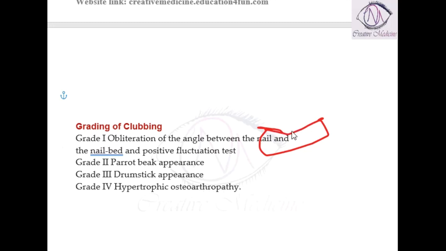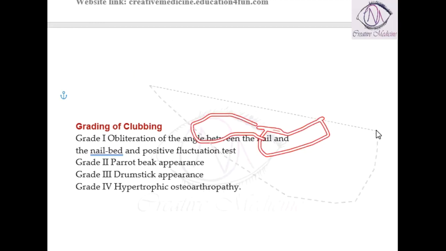Grade 2 clubbing. In grade 2 clubbing, there will be a curvature seen like a parrot beak. So the nail will be something like this, with a curvature like a parrot beak. That is grade 2 clubbing.